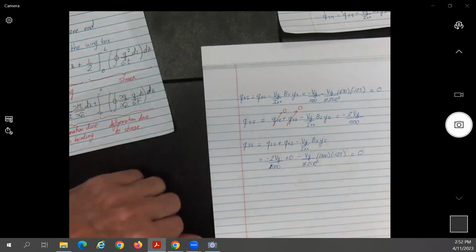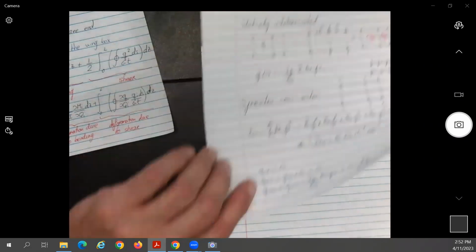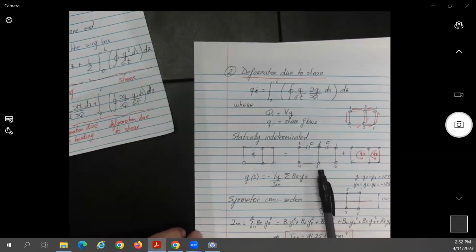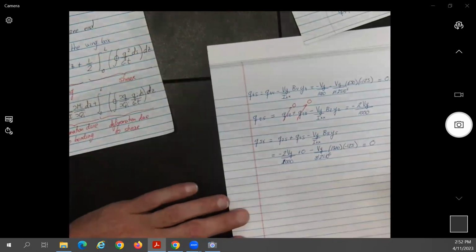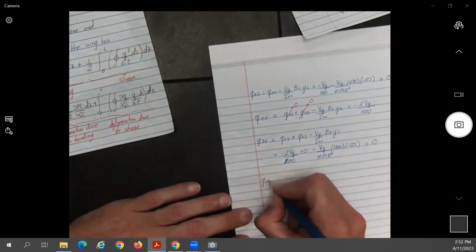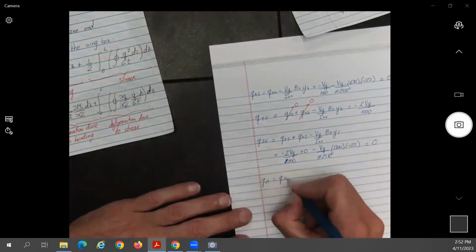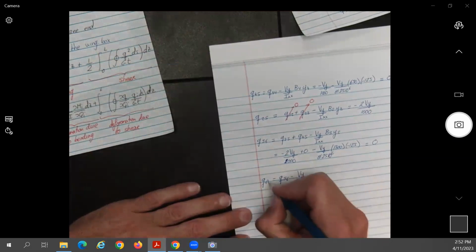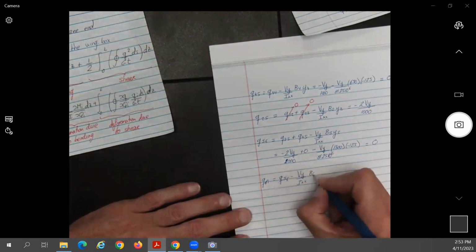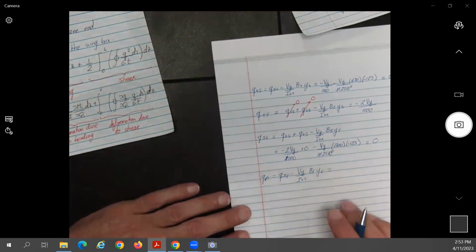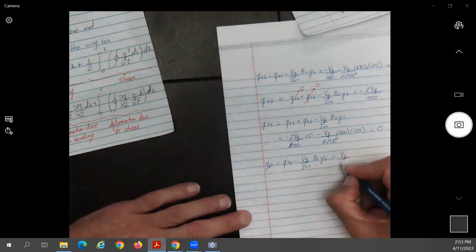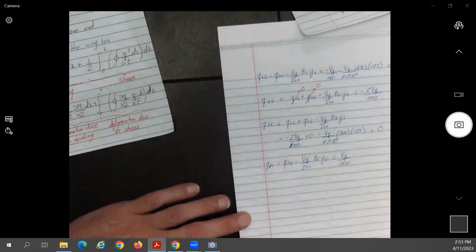Okay, so let's say we did 1, 2, 2, 3, 3, 4, 4, 5, 2, 5, 5, 6. We need to do now 6, 1. Q61 would be equal to Q56 minus Vy over Ixx times B6 Y6. Okay, and this is going to give us Vy over 1000.